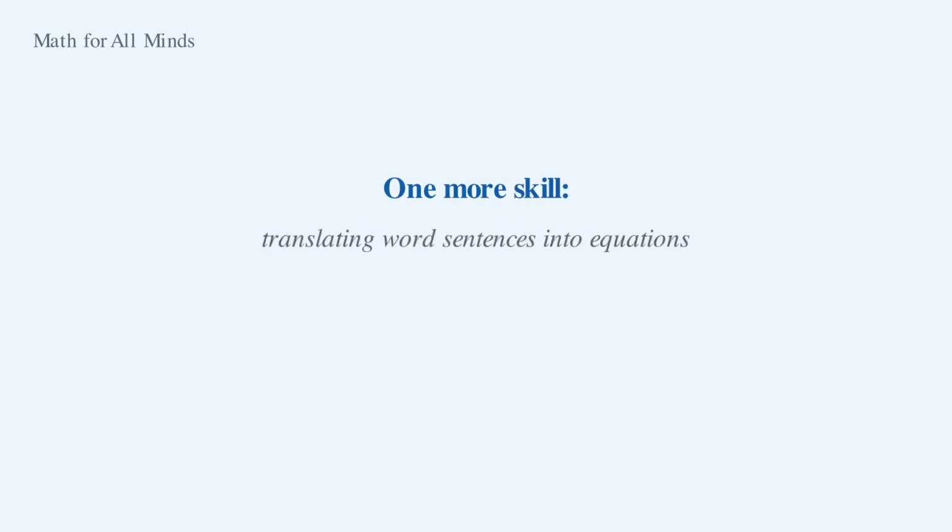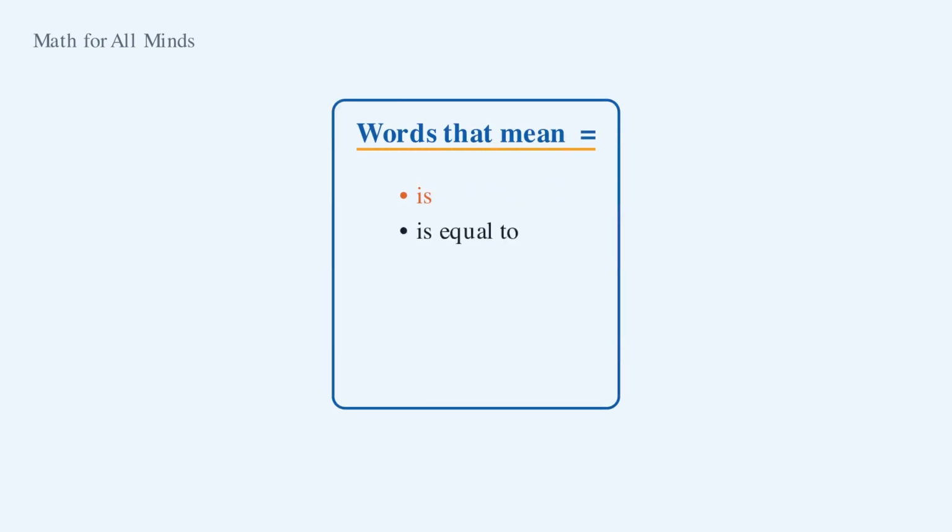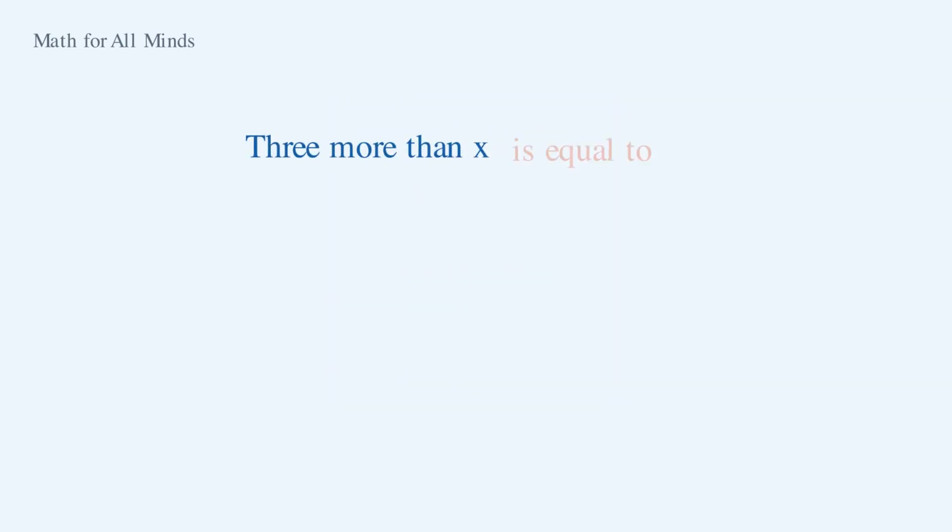One more skill to add, translating word sentences into equations. Words like is, gives, equals, and is the same as all become the equal sign. Try this one. 3 more than x is equal to 47. The words is equal to mark the equal sign. 3 more than x becomes x plus 3. And that equals 47. Now solve it.